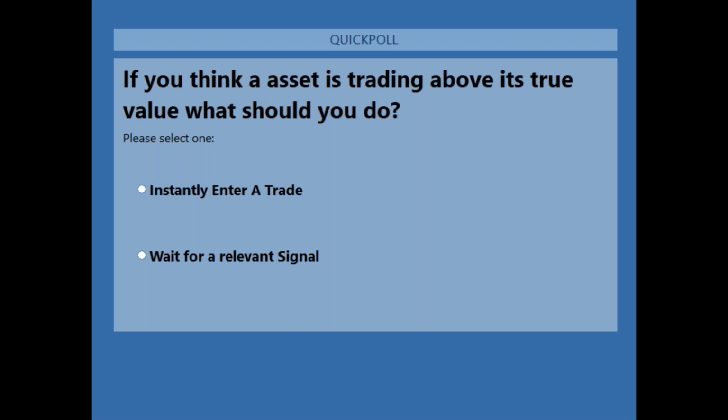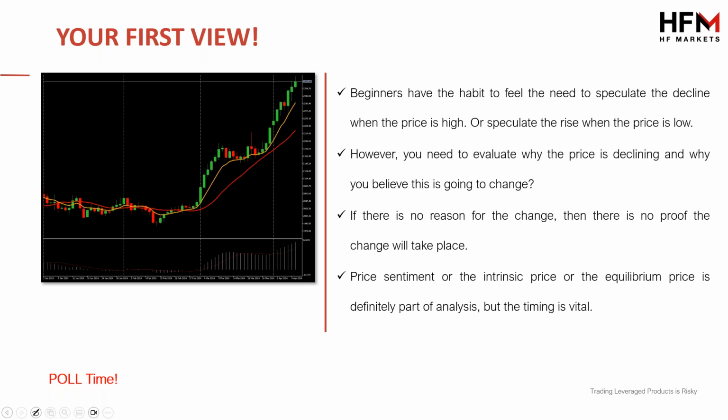So option number 1, instantly trade and speculate that the price is going to decline when you think something is too expensive. Or the other one is wait for a relevant signal. I'll give 5 more seconds. 1, 2, 3, 4, 5. I can see 73% of the viewers have answered. Just over 80% answered wait for a relevant signal. That is the correct answer, ladies and gentlemen.